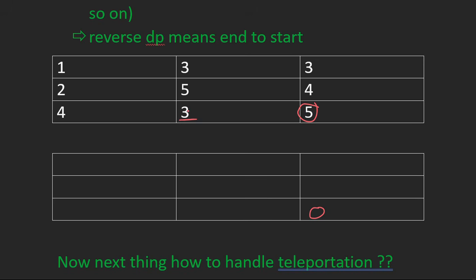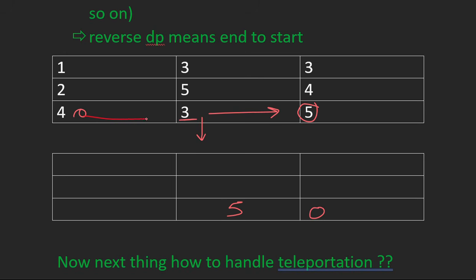What are the possible operations? We can go right, go down, or the third operation is teleport. But right now we are solving assuming there is no teleportation, and there is no down operation here, so we can go right. What is the cost to go right from this cell to this cell? It will be 5, right? So we store 5.